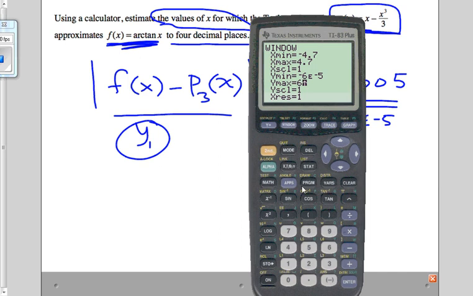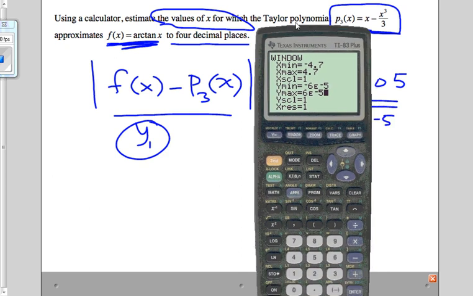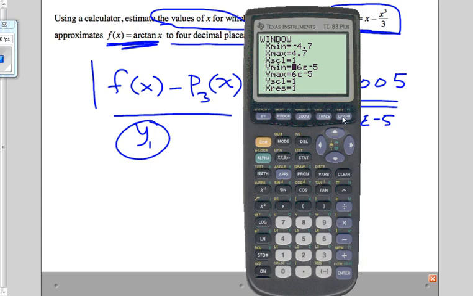And why am I choosing these values? Well, 6 e negative 5 is just bigger than 5 e negative 5. And since we're talking about the absolute values, I want to capture both the negative and the positive of that. Okay, so I think we should be good. Let's graph it. We might need to change the x values. Ooh, so we definitely need to change the x values.